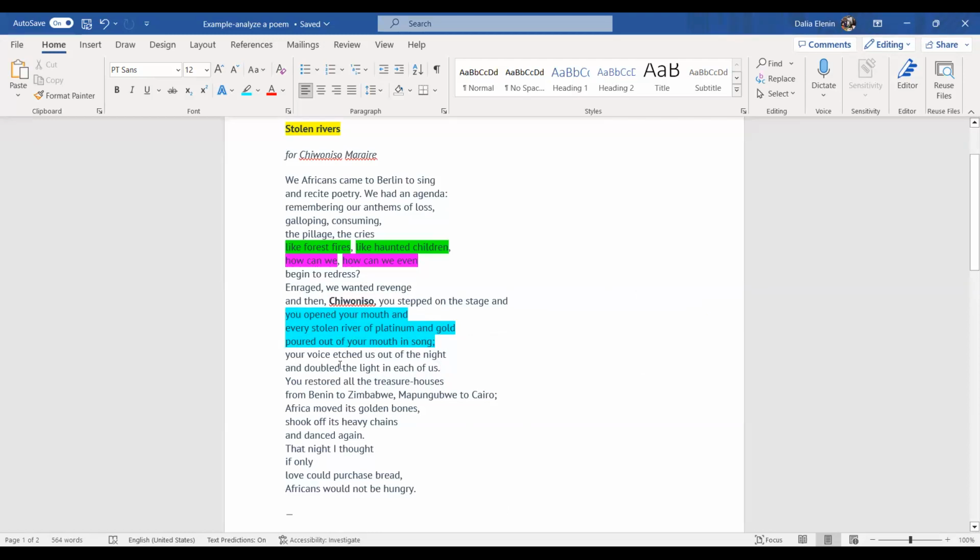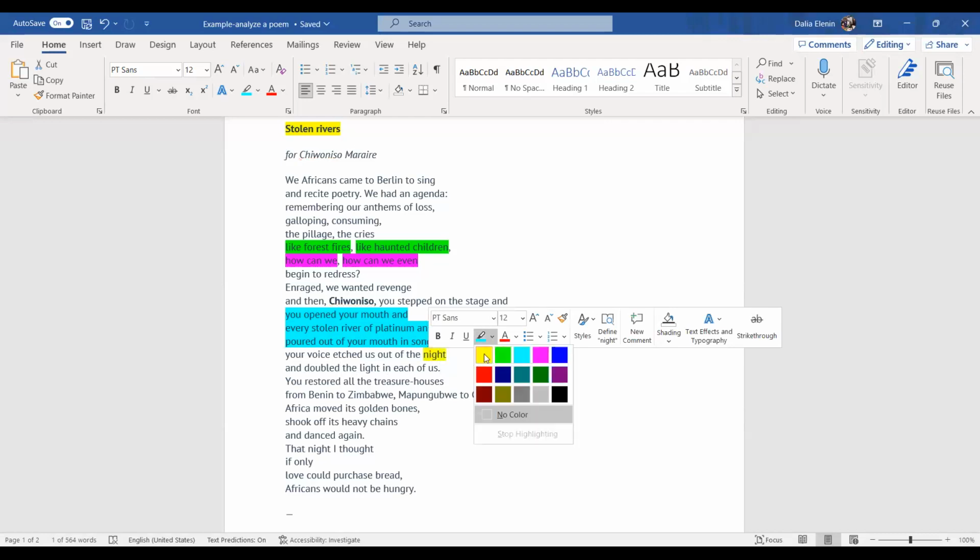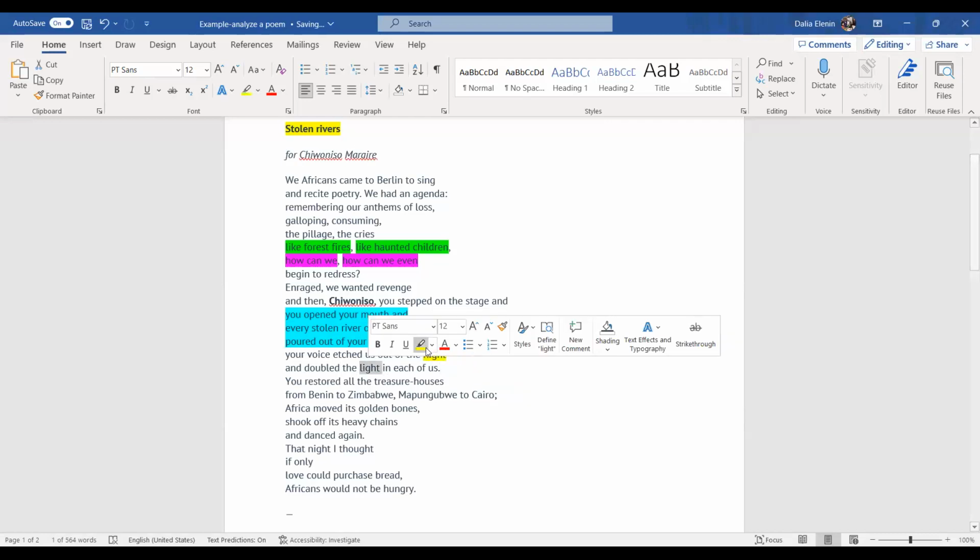"Your voice etched us out of the night and doubled the lights in each of us." Look at the night and the light. I'm going to use a different color here. Night and the light, we'll talk about it in a minute. "You restored all the treasure houses from Benin to Zimbabwe to Cairo. Africa moved its golden bones."